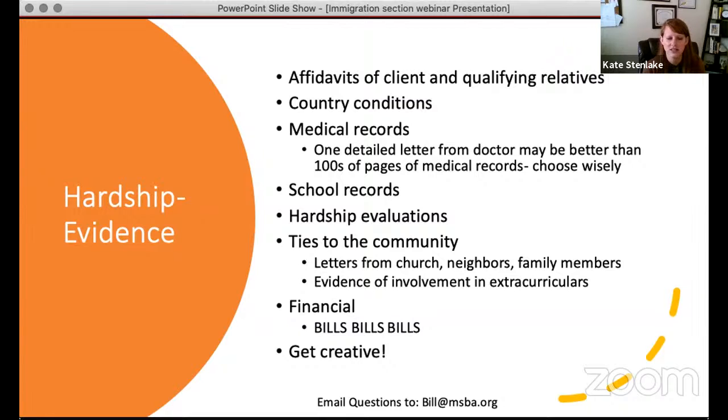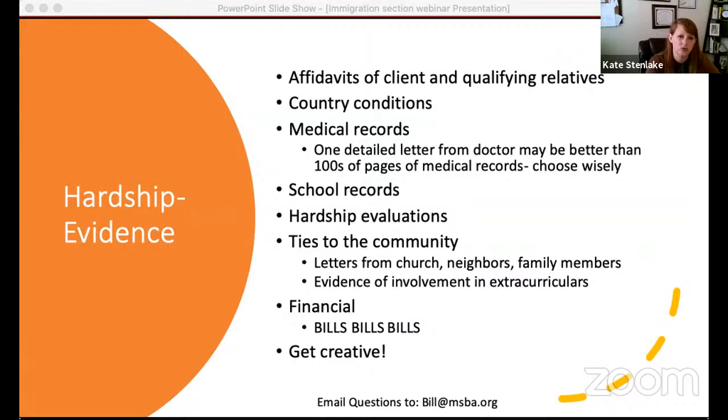Hardship evaluations are the next thing. This is usually done by either a social worker or a therapist, because what they would help do is establish the emotional and mental hardship that your client would suffer. Obviously, in an affidavit from a client or a qualifying relative, you will want to say, I would miss my spouse, or it would be really hard to relocate and leave all my friends and family behind.